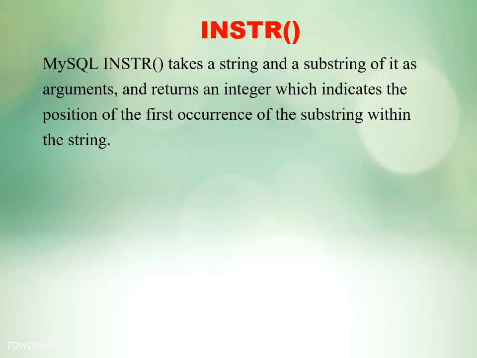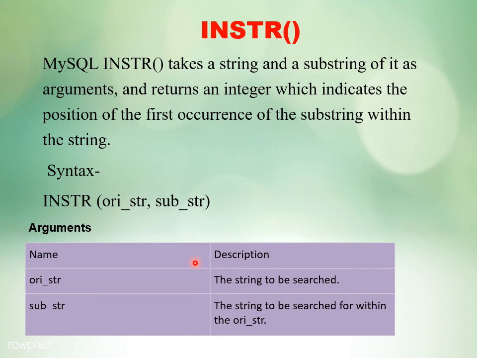The instr function takes a string and a substring of it as arguments and returns an integer which indicates the position of the first occurrence of the substring within the string. This is the syntax: instr, original string comma substring. So it will find that substring within the original string. Here, the original string is to be searched, and the substring is to be searched for within the original string.